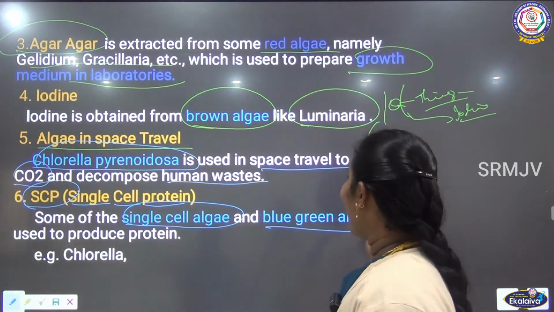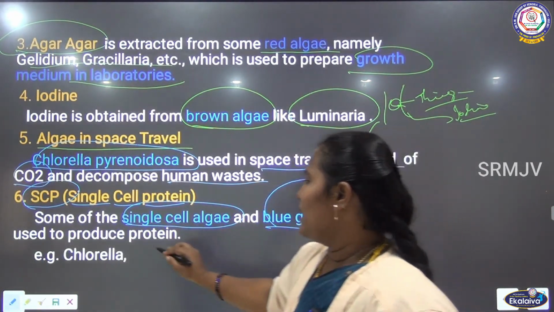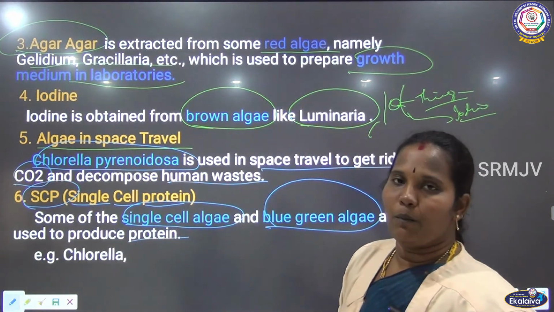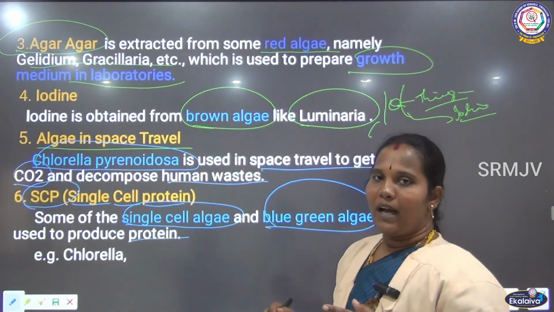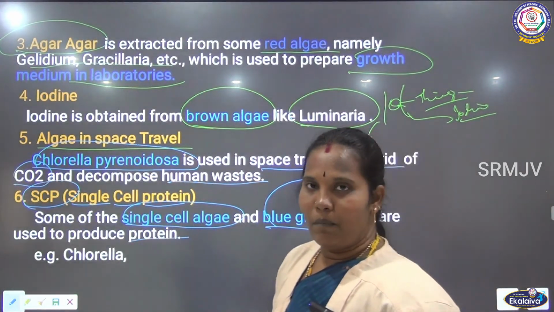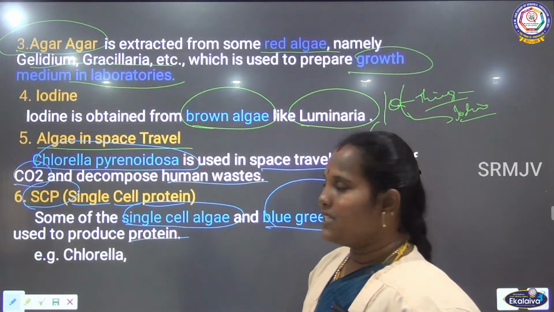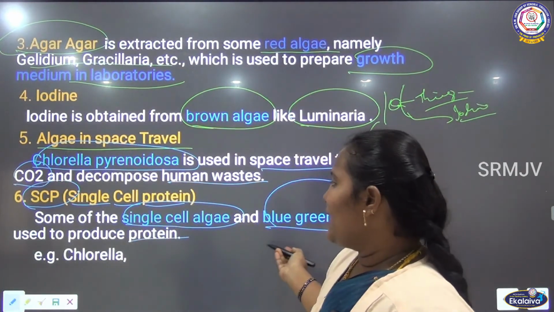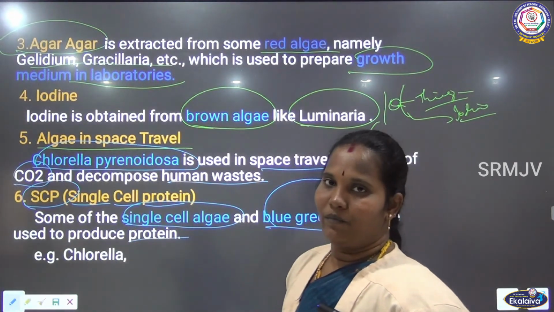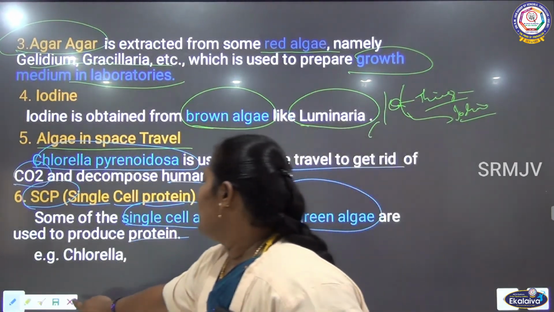Then blue green algae are also used to produce protein. Protein is very important to our body. We know that because it helps us to build our body. So this protein we can obtain from the algae. What does that mean? Blue green algae and Chlorella, like that. This is the uses of the algae.